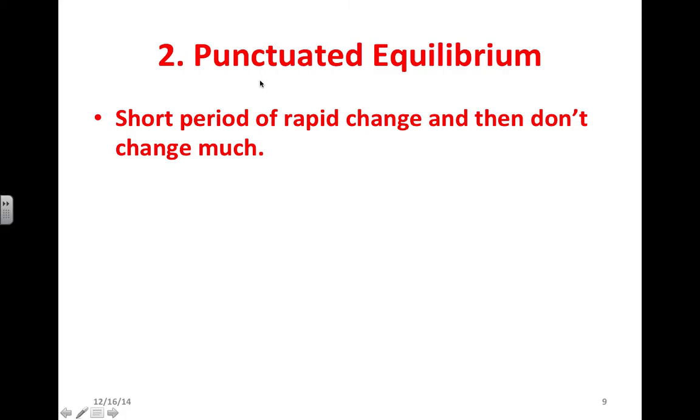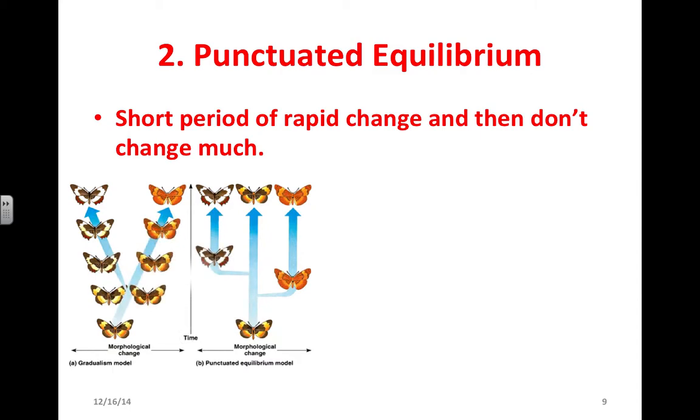The other one is called punctuated equilibrium. These are short periods of rapid change, and then there isn't so much change after that anymore. Take a look at an example of butterflies. Okay, this is the morphological changes, the structural changes in the butterfly. And this is the gradualism model, the very first one. We start off with this brownish, yellowish butterfly.